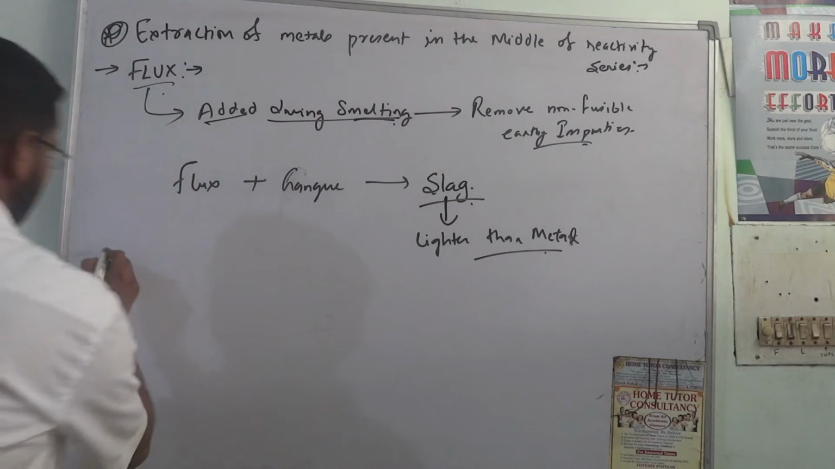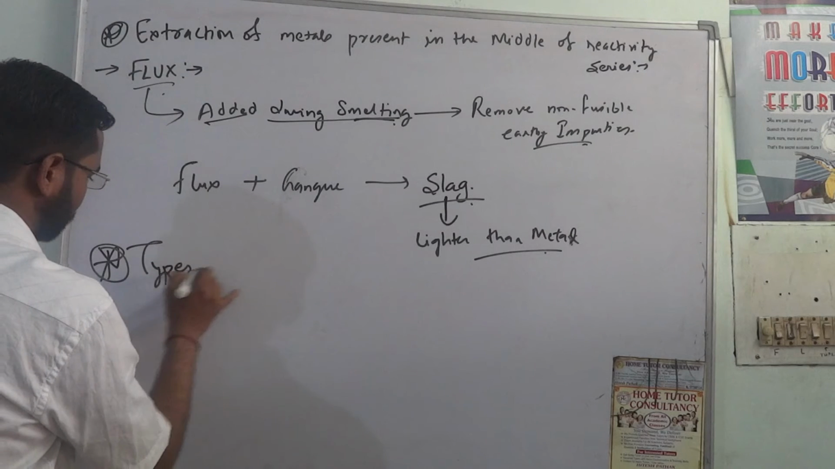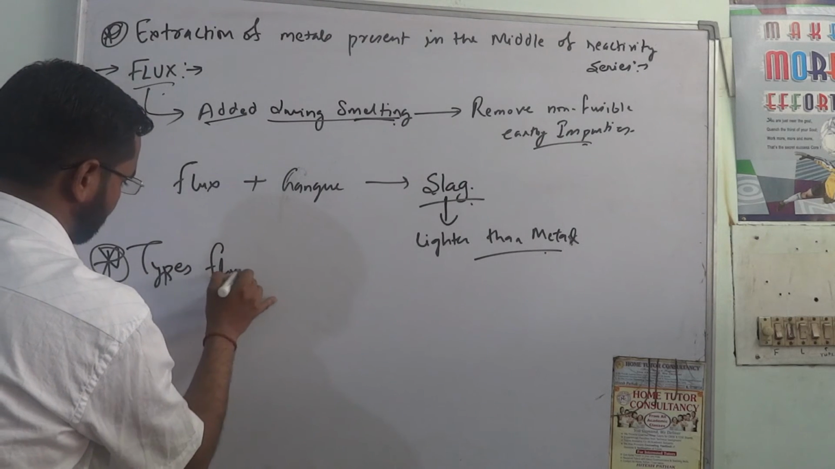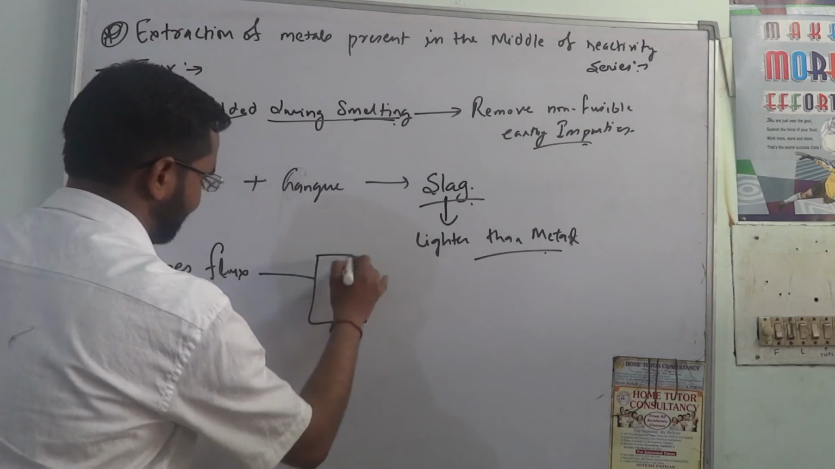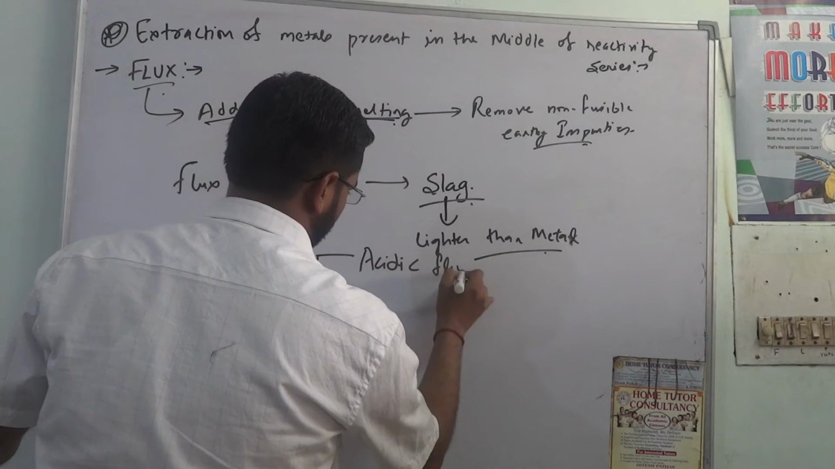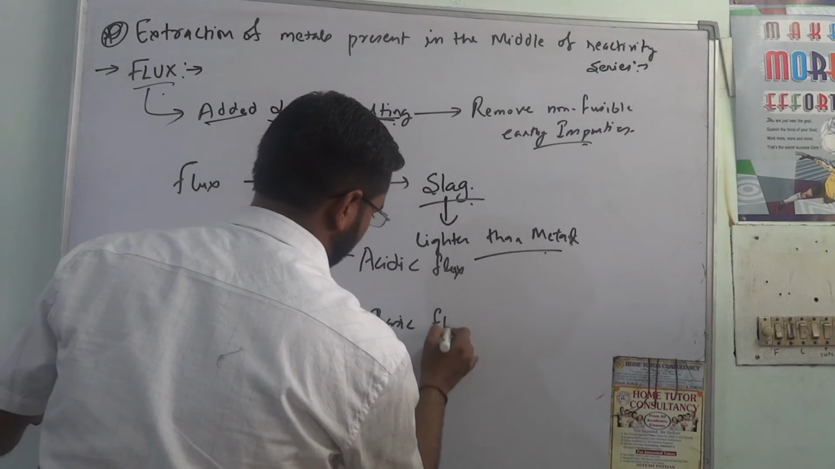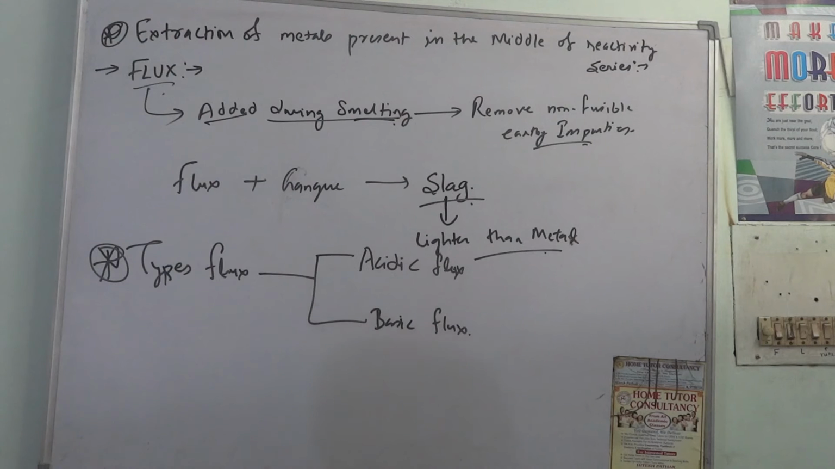Types of flux. There are two types of flux. One is called acidic flux and another is called basic flux. What are acidic and basic flux?